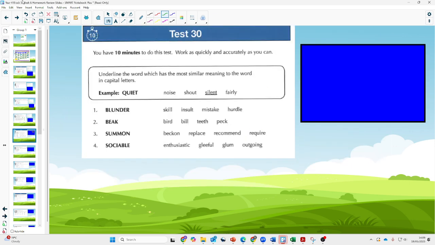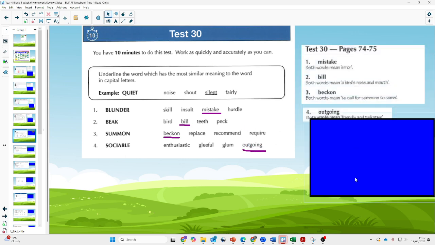Moving on now to test 30, and let's have a look at the first set of questions. We've got to find the word most similar in meaning to the word in capitals. So let's go through. We've got blunder. A blunder would be a mistake. Beak would be bill, as in on a bird. Summon, so if you summon somebody, you beckon them, you call them across. Sociable, they could be outgoing.